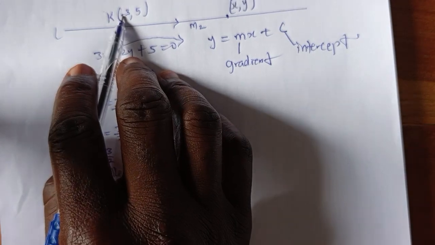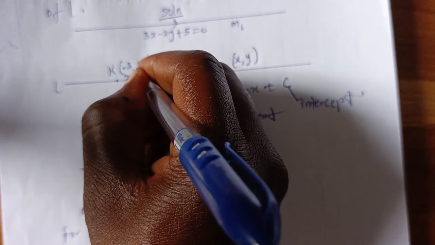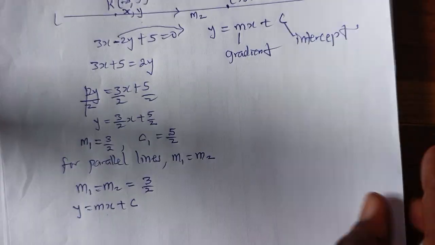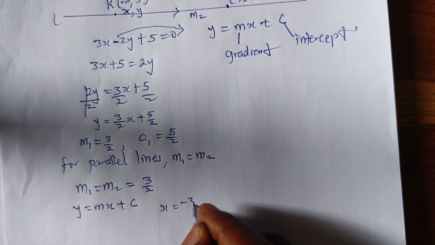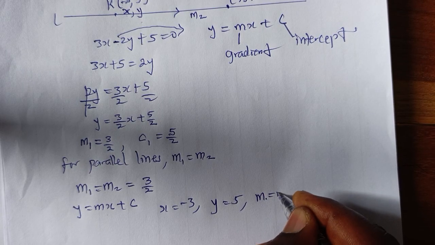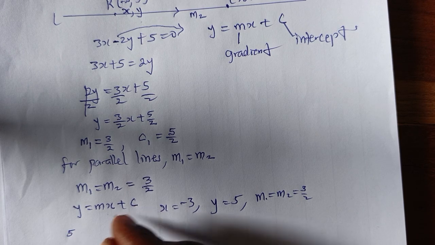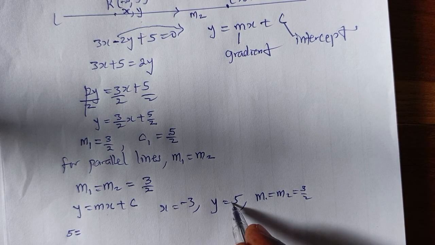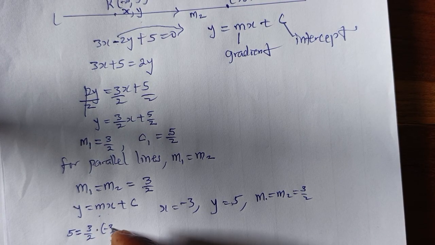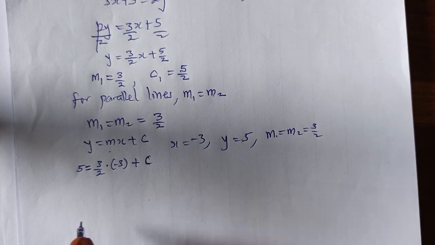Now at the point, we take the first value given here to be x, and the second to be y. So we have the abscissa to be x, then the ordinate to be y. Therefore we have x = -3, y = 5. And the gradient, we are using m = m2, which is equal to 3/2. We substitute: 5 for y, 3/2 for m, then multiply by x, which is -3, then plus c, the constant and the intercept.